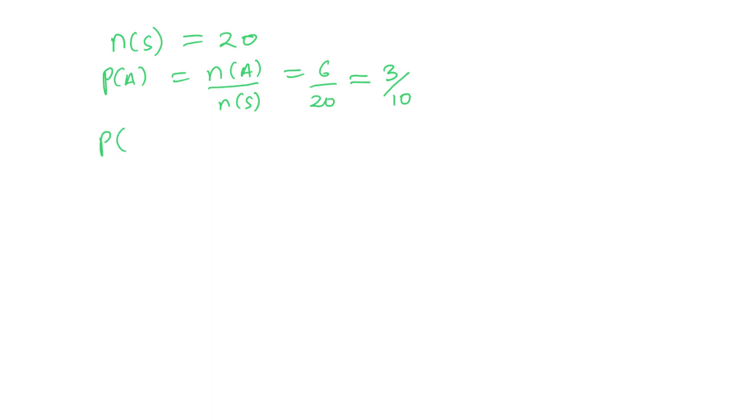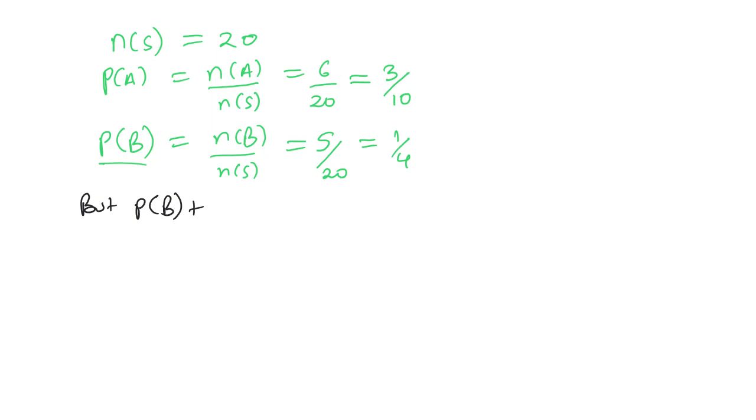So the probability of B is the number of B over the number of the sample space, and there are 5 elements out of 20, giving us a reduced fraction of 1 out of 4. But the question is not asking about the probability of B. They are asking about the probability of B complement. So how do we get the probability of B complement? You know that the probability of B plus the probability of B complement gives us 1. We said the sum of probabilities of complementary events is 1.